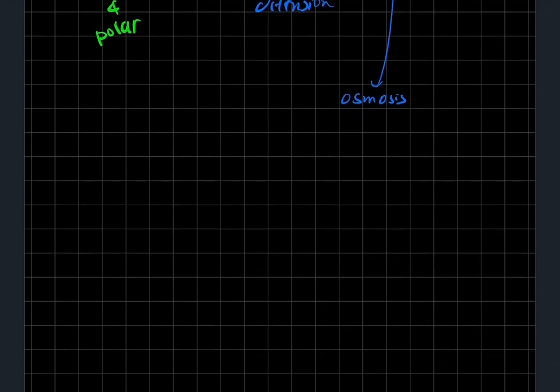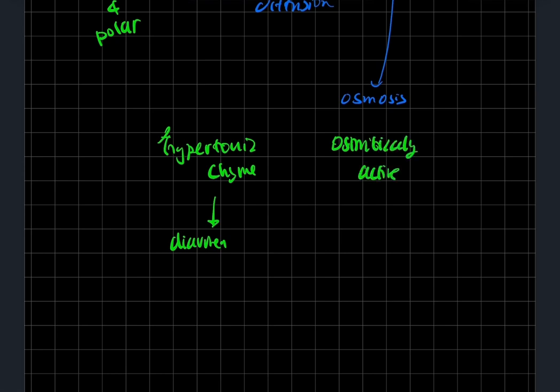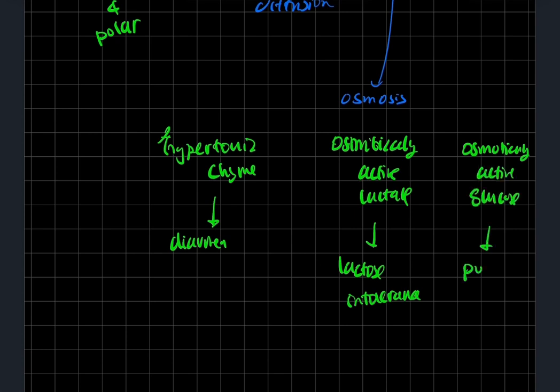So let's say there's a hypertonic chyme. The result of hypertonic chyme is diarrhea. And for osmotically active lactose, what's going to happen is lactose intolerance. And finally, in osmotically active glucose, we're going to have polyuria. So that covers the third concept in physiology.